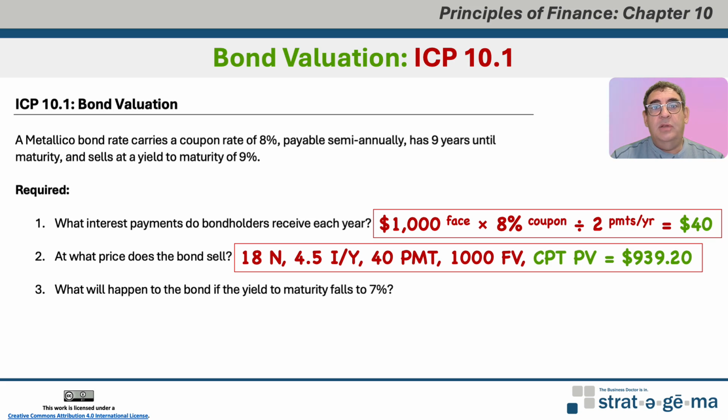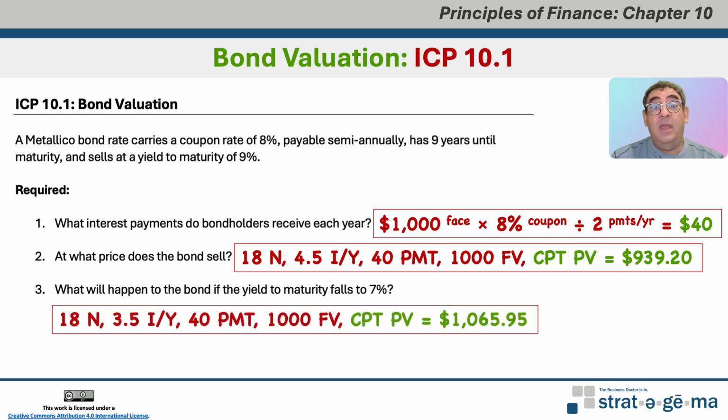And now what will happen to the bond price if the yield to maturity falls to 7%? All we have to do here is replace IY with 3.5 instead of 4.5 and recompute the PV. Everything else stays the same. We should get 1065.95. So if the yield to maturity is 9%, the bond will sell at a discount. And if the yield to maturity drops to 7%, the 8% coupon bond will then sell at a premium.